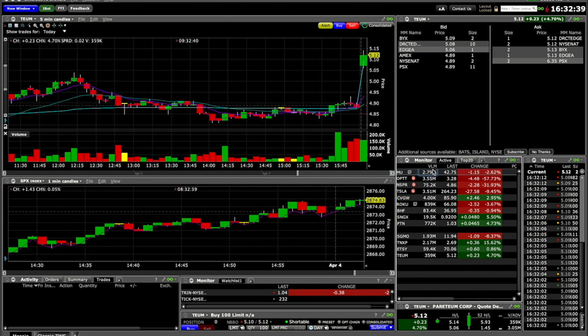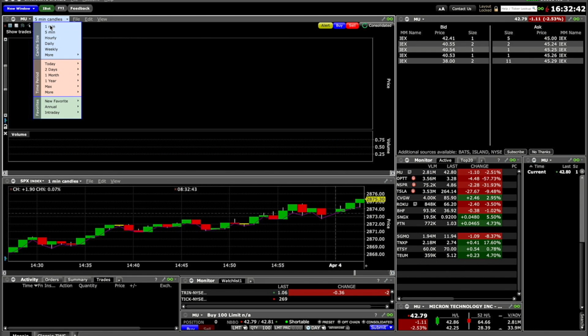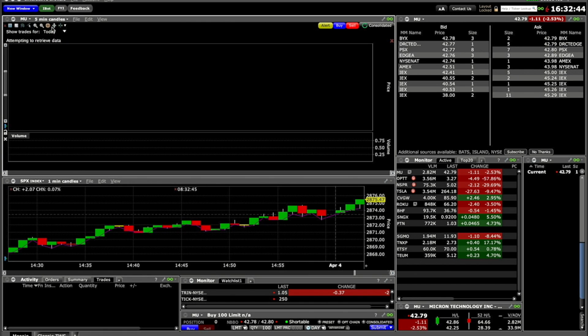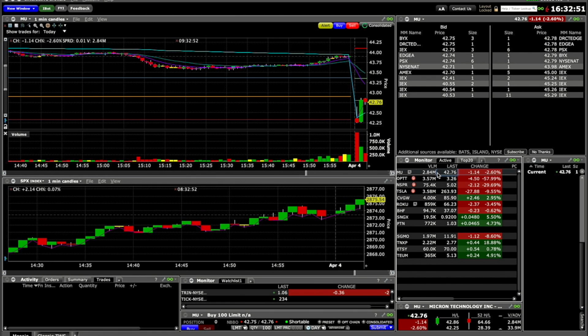I just realized I made a mistake. I'm looking at the 5 minute candle. It's going to switch back to the 1 minute candle. We are at the start of the day, so 5 minutes means nothing. Let's look at the 1 minute candle and see what we can do here.